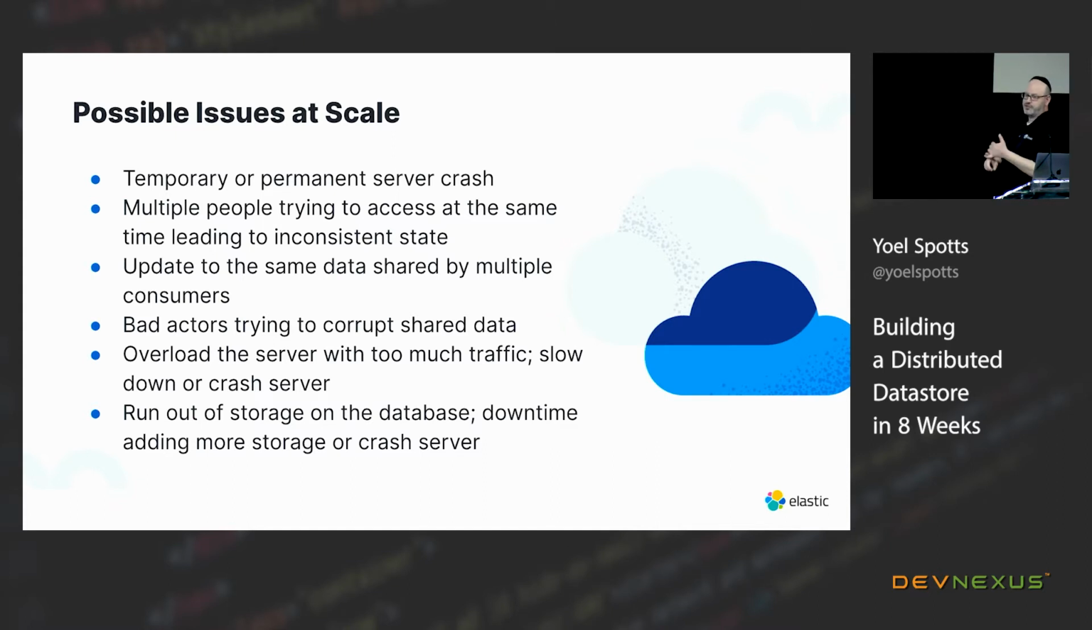You see that there's server crashing because of the load maybe, or because we're running out of data. We could potentially have malicious actors that are corrupting data. What I thought was really interesting is they came up with, well, you could have inconsistent state of shared data, because if you have data distributed between systems, what if that data isn't synchronized? That's a very valid point. So those were the lists that they came up with.